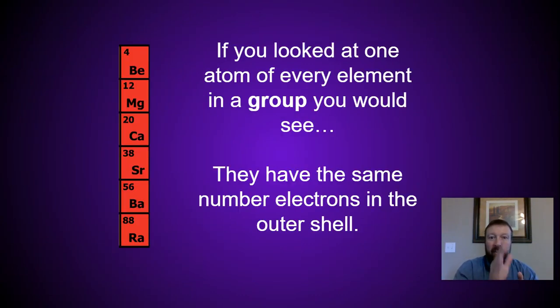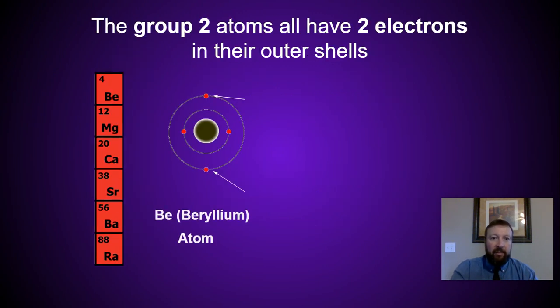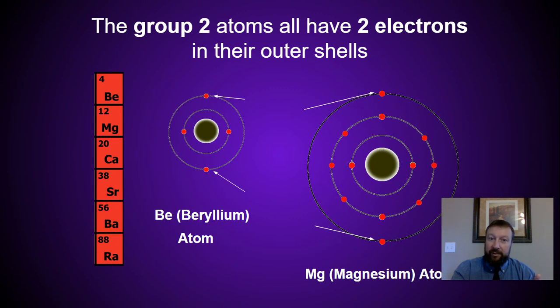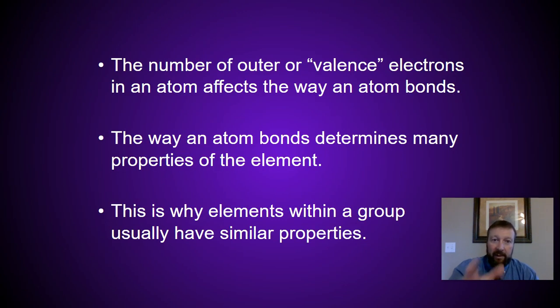If you looked at elements in the same group, they all have the same number of electrons in their outer shell. So if we look at beryllium, even though it's only got 2 shells, there are only 2 electrons in its outer shell. This is why we did Bohr models last week. Magnesium has 3 shells, but it still only has 2 electrons in its outer shell. So it's the number of valence electrons, those electrons in the outer shell, that give it the same physical and chemical properties. The number of outer valence electrons is going to cause how it bonds, and we'll get into all that later. But it's the property of the elements that are going to be all in the same group.